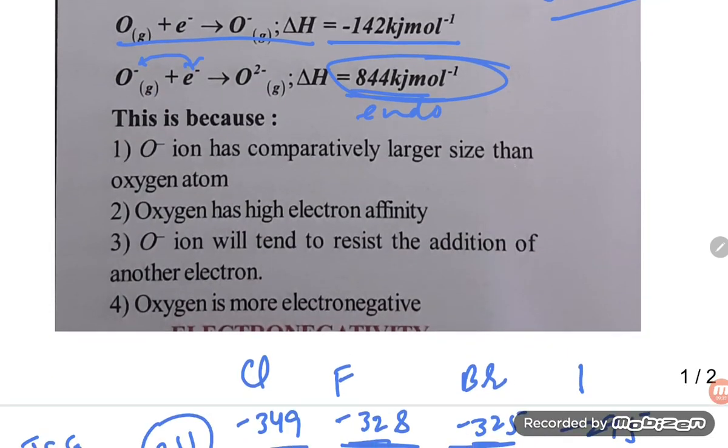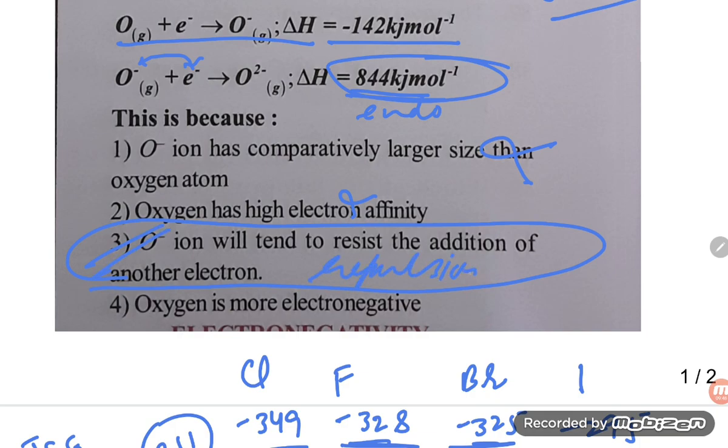Oxygen has comparatively larger size, no. O minus tends to resist the addition of an electron, means this is the option. O minus ion will tend to resist the addition of another electron. So repulsion is there, student, repulsion. So the correct option will be option number 3.